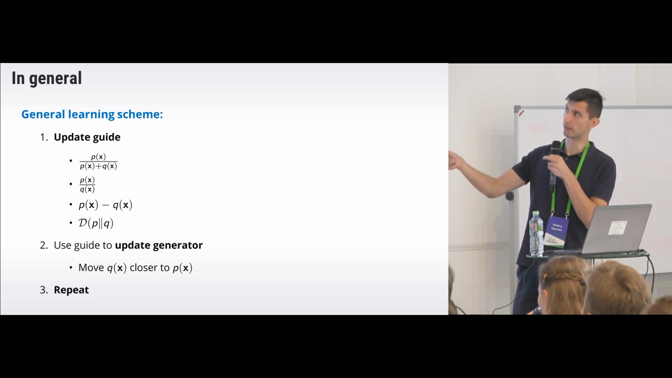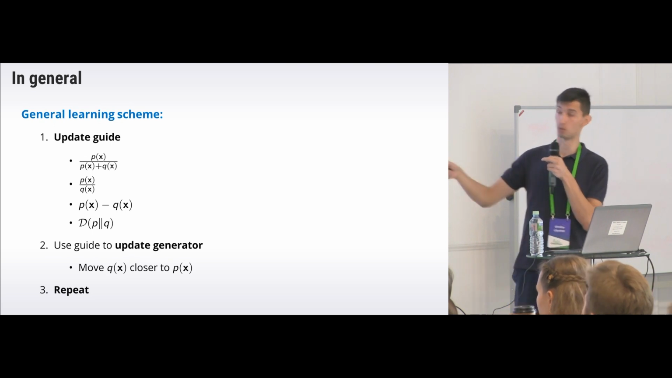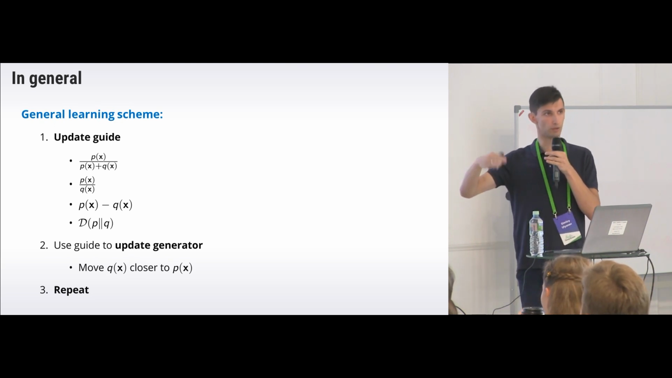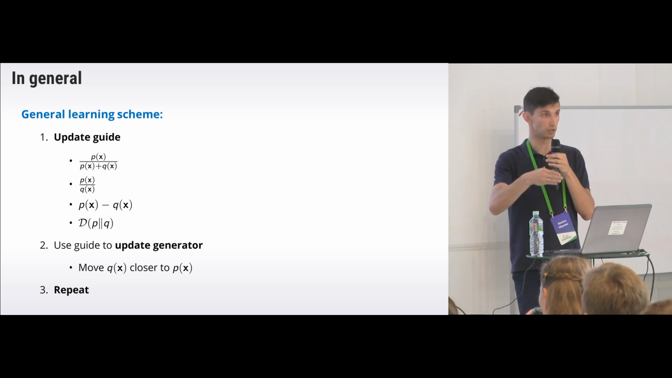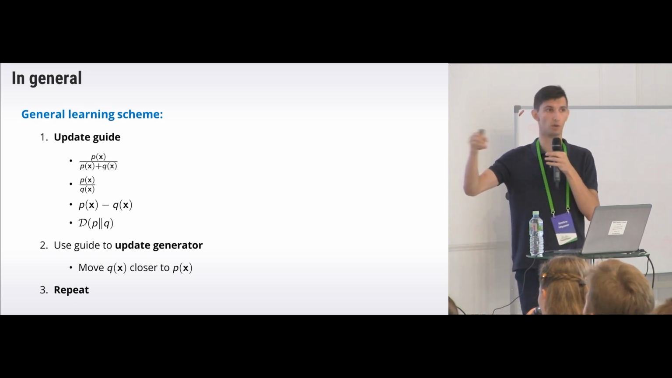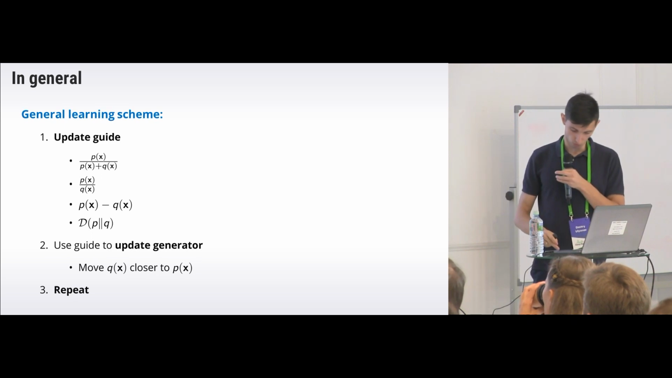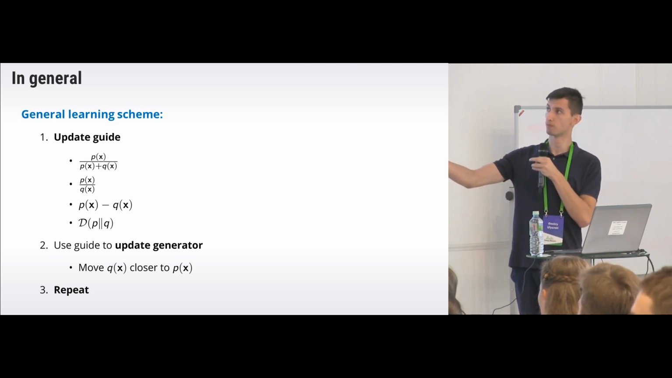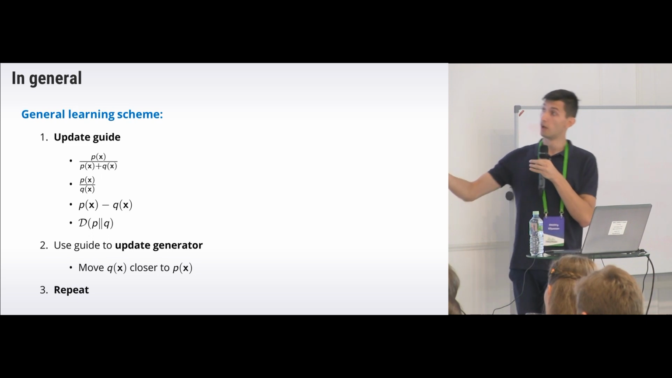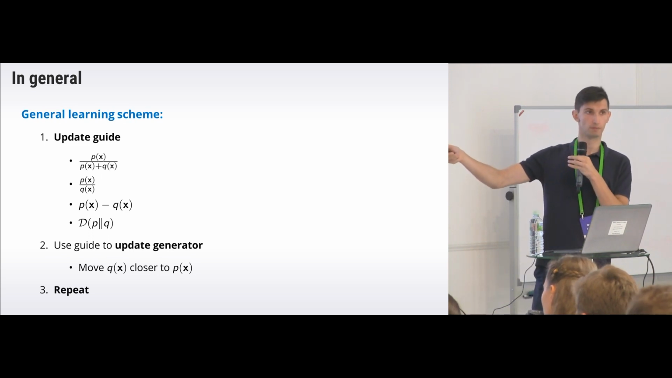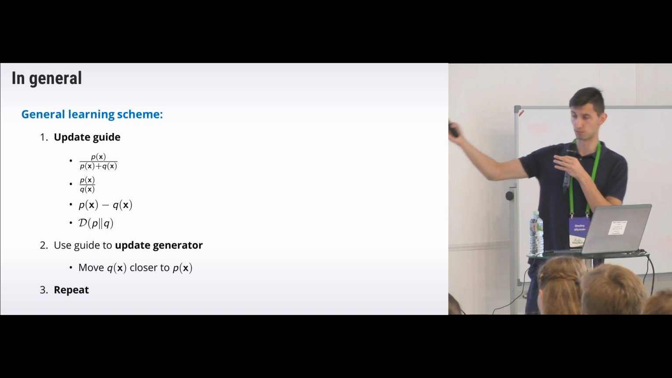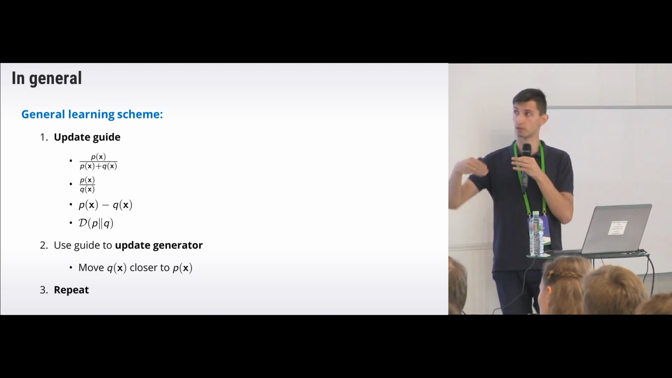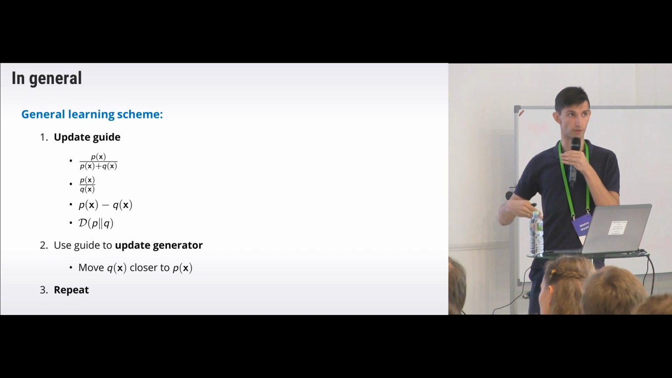Our classifier, as we already noted, actually computes this kind of quantity for every x, right? So this ratio, and we could use that ratio to guide the generator. We just compared it with 0.5. We could also use this ratio, we just need to compare it with 1. Or we could use this difference. Again, if this difference is positive, then we need to move Q in one direction. If it's negative, we move it in another direction.